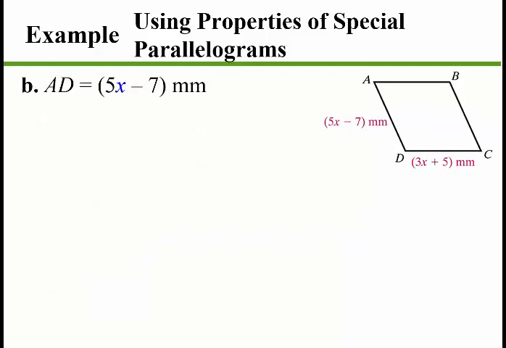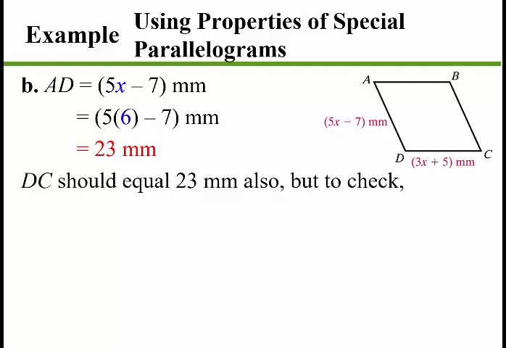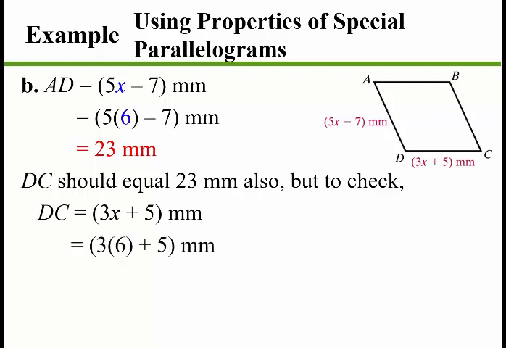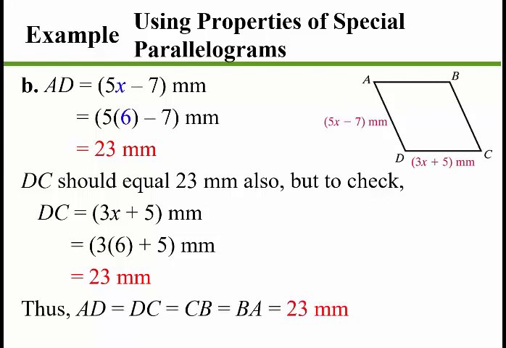So for the second part now, you want to find the measure of each side. Well, AD is equal to 5x minus 7. Plugging in 6, I get that it's equal to 23 millimeters. Now, DC should also equal 23 millimeters, all right, because they're congruent sides, but let's check. If I have DC here, which is 3x plus 5, I plug in 6, yeah, that does become 23 millimeters, so it works out. So remember, rhombuses have congruent sides. They're all the same measure. So we see here that all the sides here are those 23, like I just said.